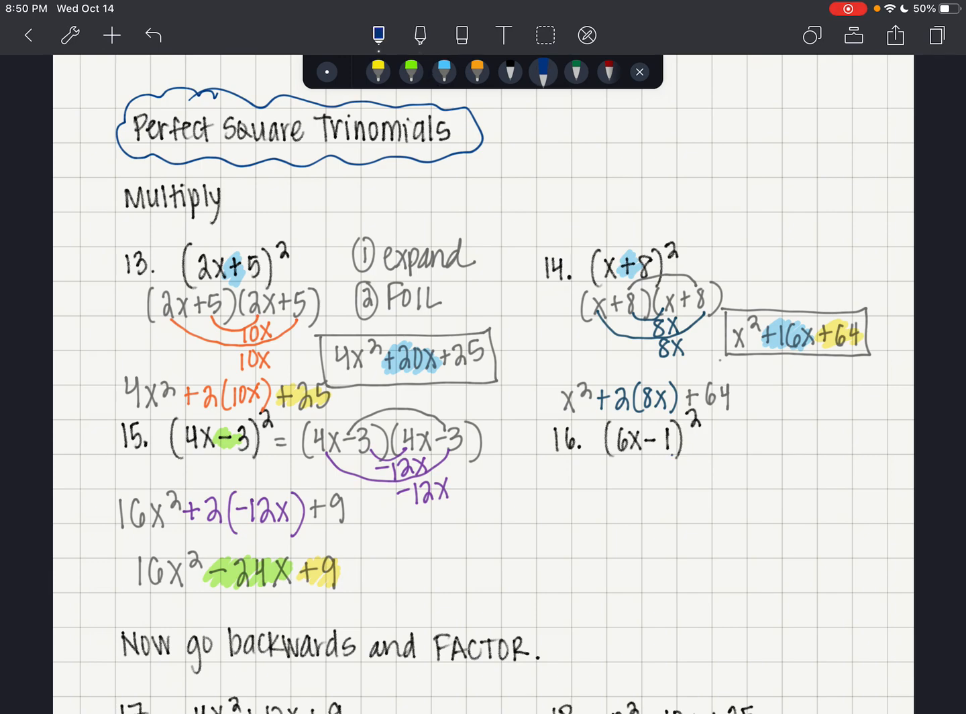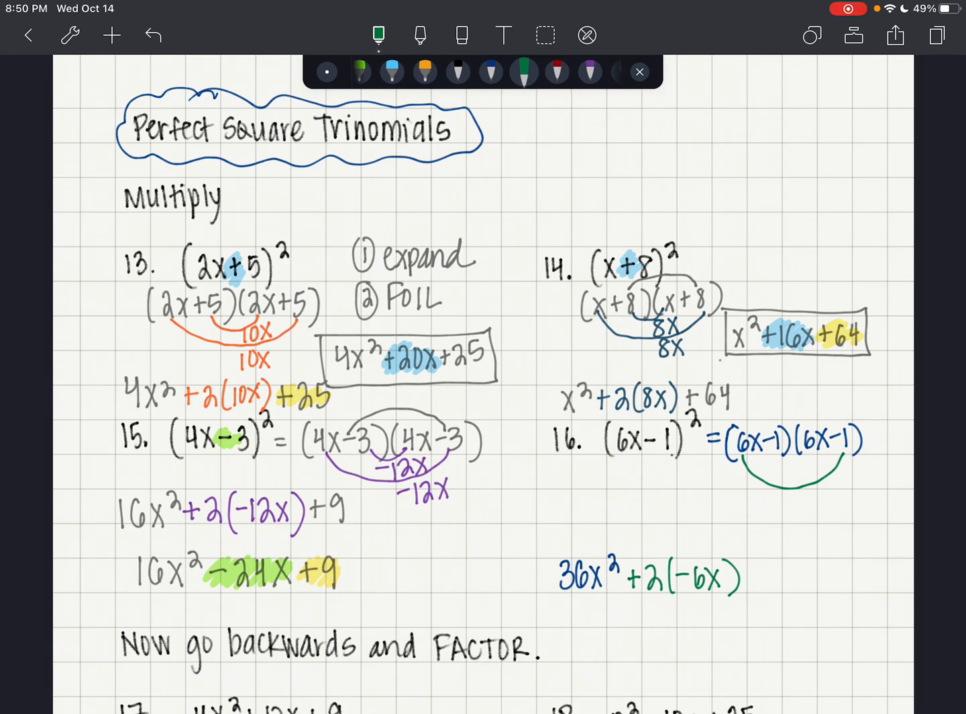Let's try this one. 6x minus 1 times 6x minus 1. I like to expand and see my two binomials so that I don't make any mistakes. 36x squared. And then I'm going to have, can you figure out what we're going to have twice? We're going to have 2 negative 6's. And then negative 1 times negative 1 is positive 1. So our answer is going to be 36x squared minus 12x plus 1.